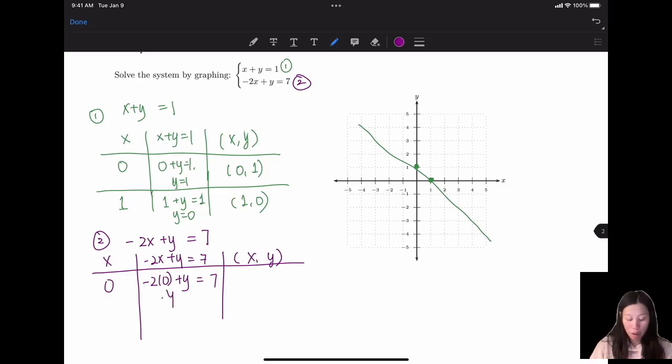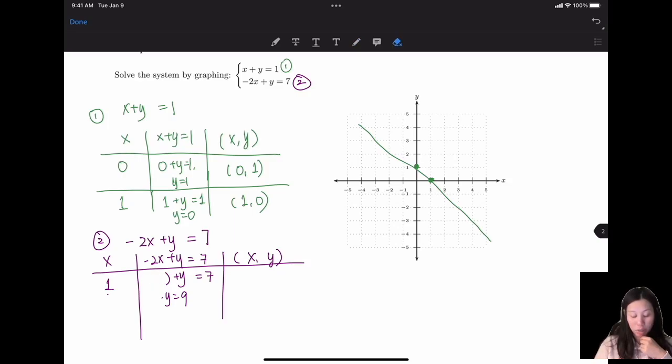That works. However, this is outside of the coordinate plane because the range of the coordinate plane is from negative 5 to 5. That means we can't pick 0. We should pick something else. So now we can try x equals 1. When x equals 1, I have negative 2 times 1 plus y equals 7. And then we solve for y. So y is equal to what? 9. Well, still doesn't work.